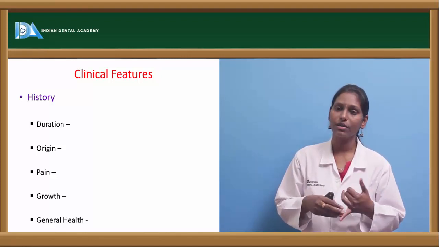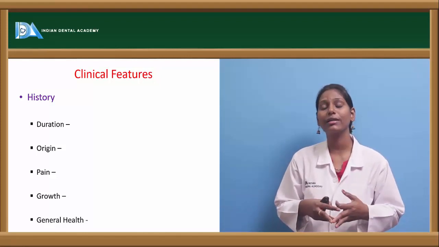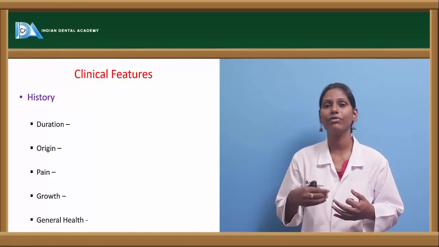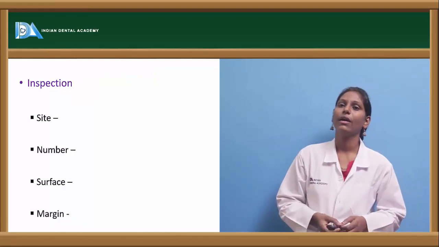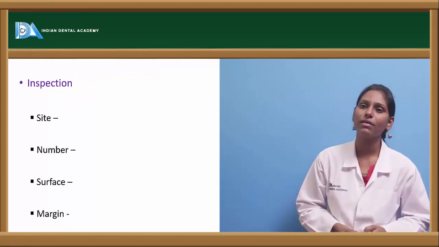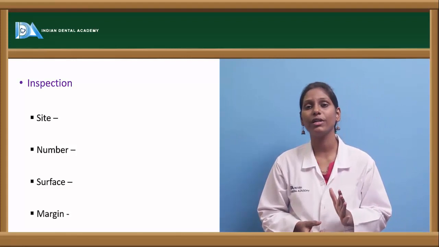If the patient is having loss of weight or loss of appetite, or is hypochondriac, then we can think of malignant causes also when we see that kind of swelling. And coming to inspection, the site of an infection, the site of the cyst usually gives us half of the diagnosis.